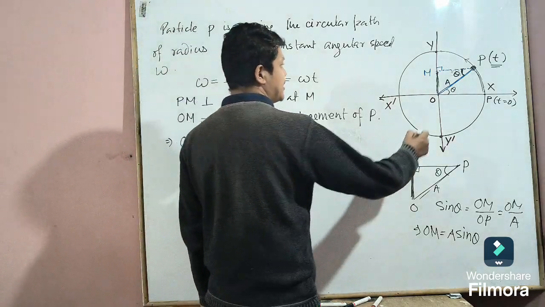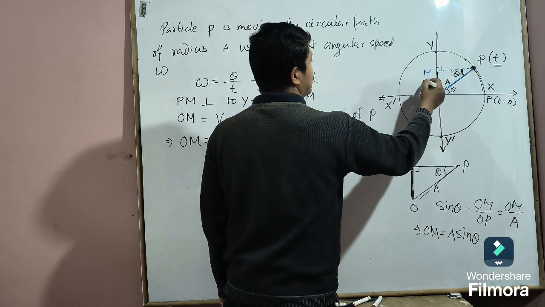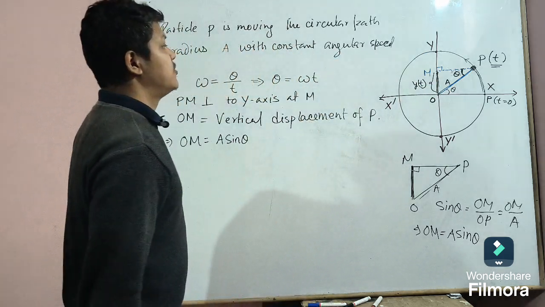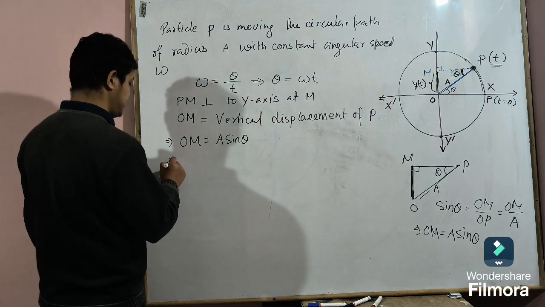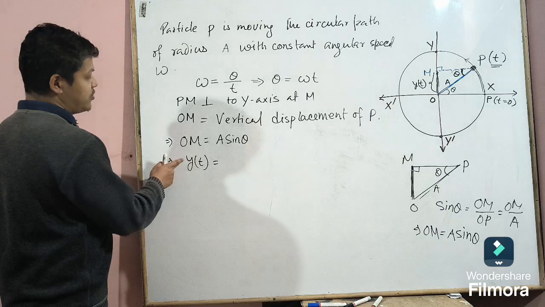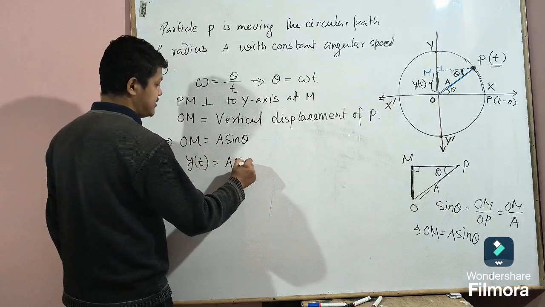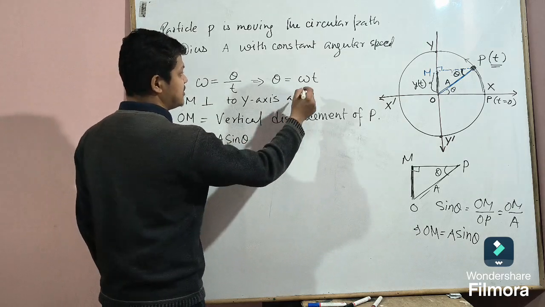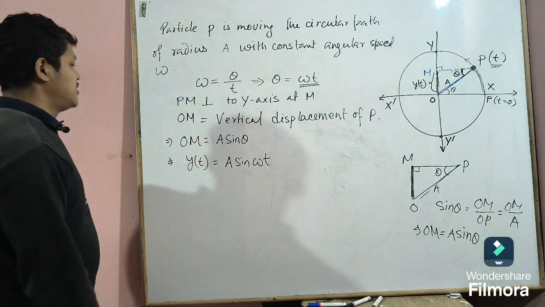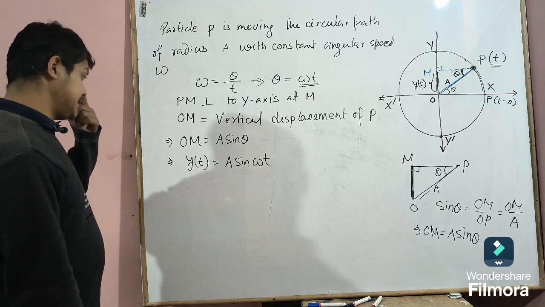And let me consider this displacement along the y-axis in time t. Let me represent it by y of t, that means displacement along the y-axis in time t. So then this is A sine theta. Theta is nothing but omega t, so we can write here omega t, right? And this is the displacement of the particle along the y-axis.